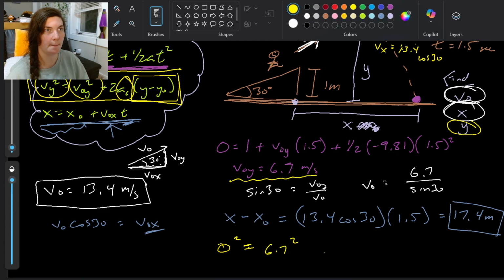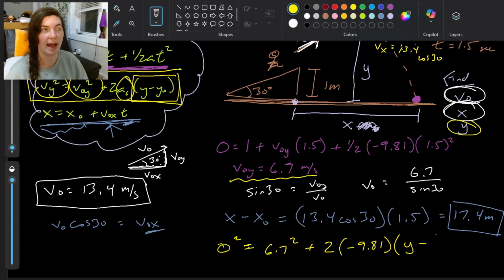6.7 squared plus 2 times a is negative 9.81, times y, which we don't know. That's what we're trying to find out. We're trying to find out that y value, that height.